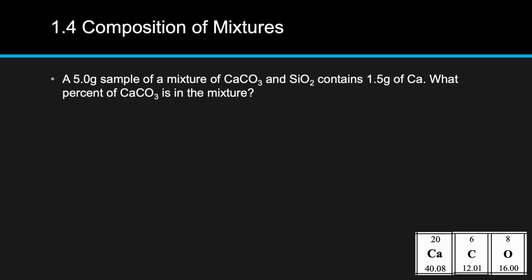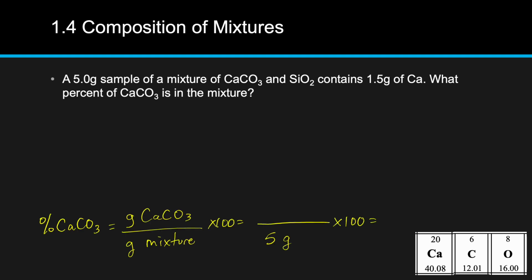All right, next example, a 5-gram sample of a mixture of calcium carbonate and silicon dioxide contains 1.5 grams of calcium. What percent of calcium carbonate is in the mixture? So since this one is kind of similar to our last one, I would like you to pause the video and try this one on your own. All right, so let's go over it.